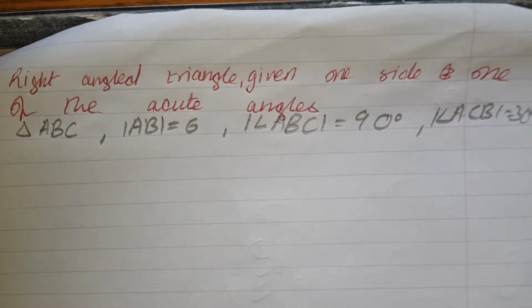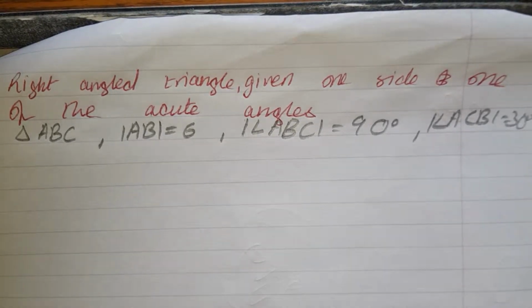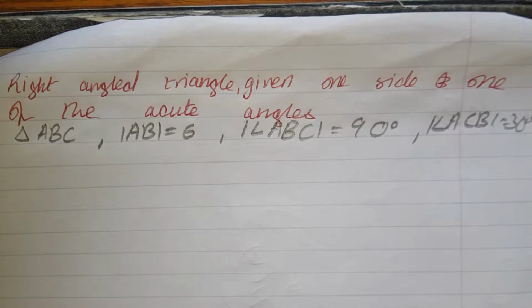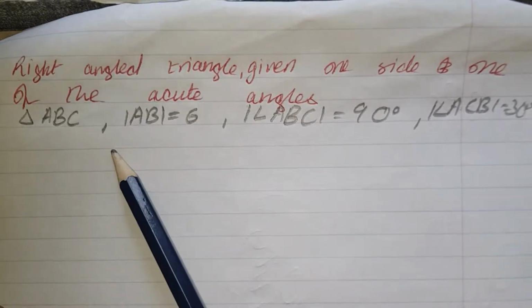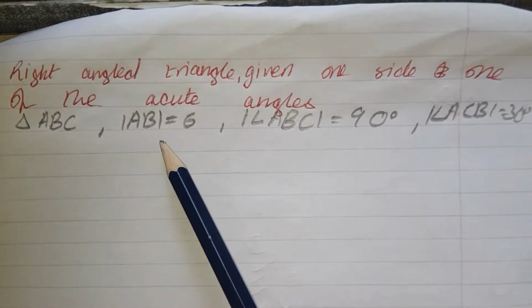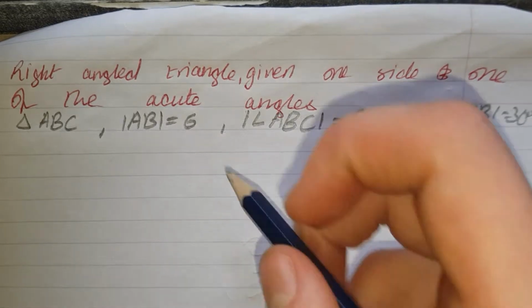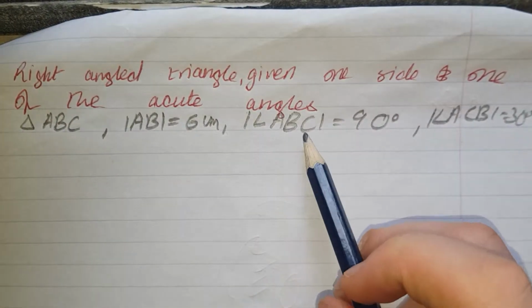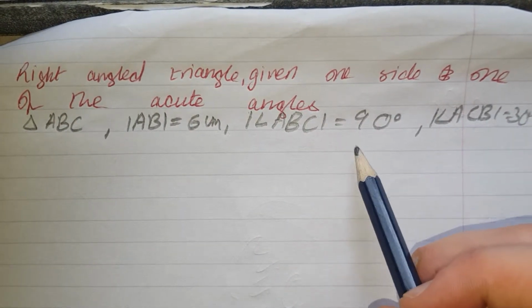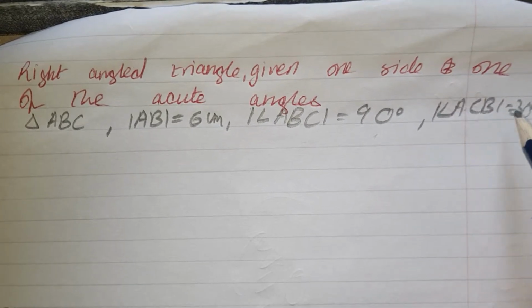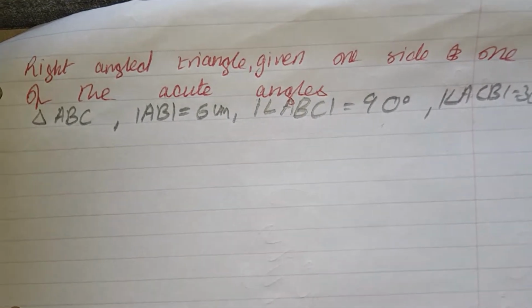Asked to construct a right angle triangle given one side and one of the acute angles. So we're asked to construct the right angle triangle ABC. We're given AB is 6 centimeters. The angle ABC, so this is our right angle, is 90 degrees, and ACB is 30 degrees.